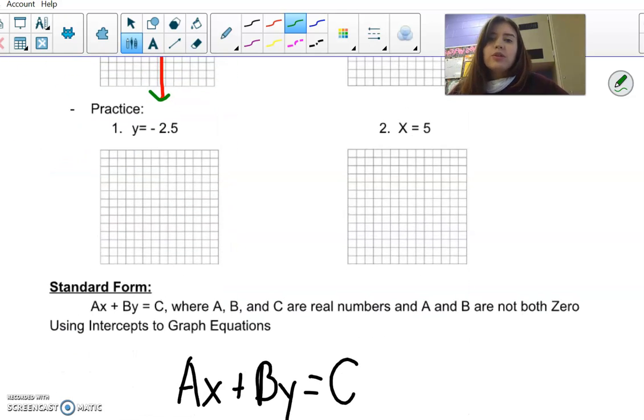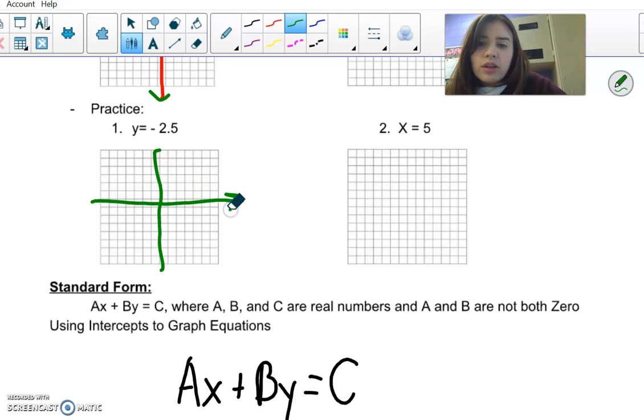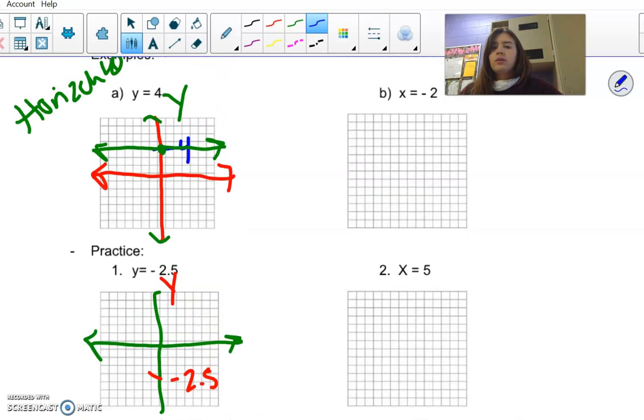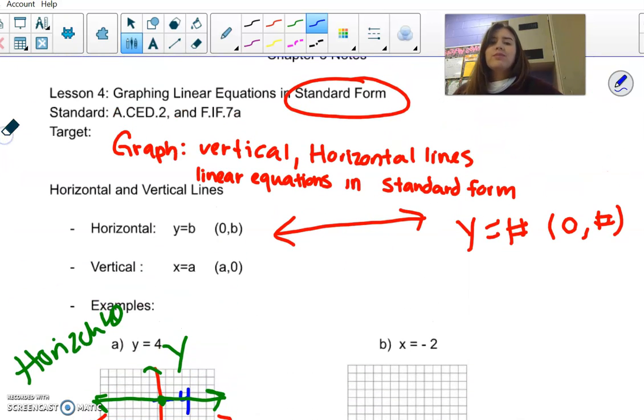So we're going to go down here to practice, and what you should do on your own is think y-axis, negative 2.5. From here you should know what you're going to do. Is it horizontal or is it vertical?